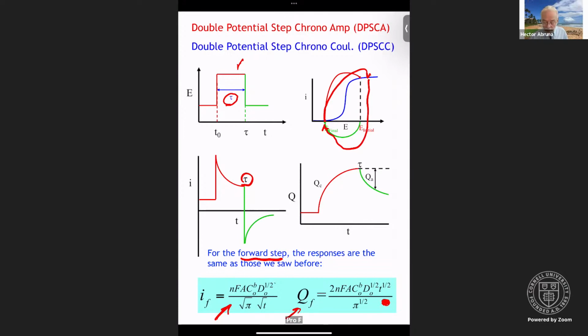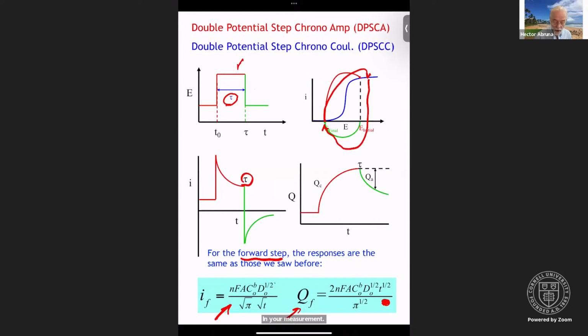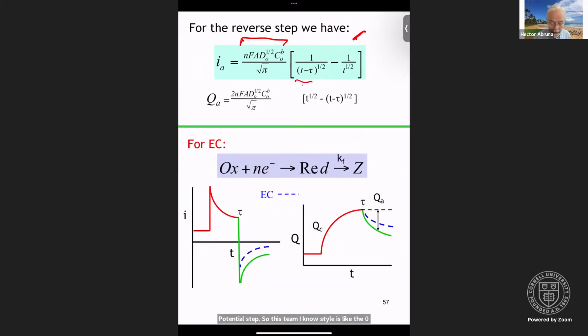So how do we describe these processes? And so for the reverse step, we have, again, what's basically, this comes from the Cottrell equation. And now we have an expression that takes into account time. And in essence, this t minus tau, think of it as a reset in your measurement. Meaning, we went from ox to red, we waited, and then had a second potential step. So this t minus tau is like the zero set for the reverse step. And that's what that comes about.